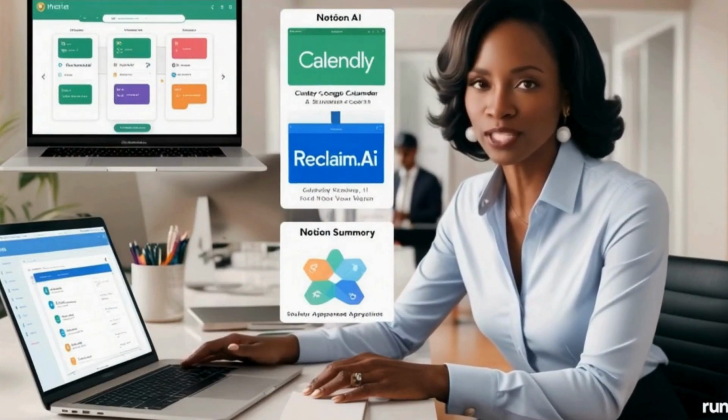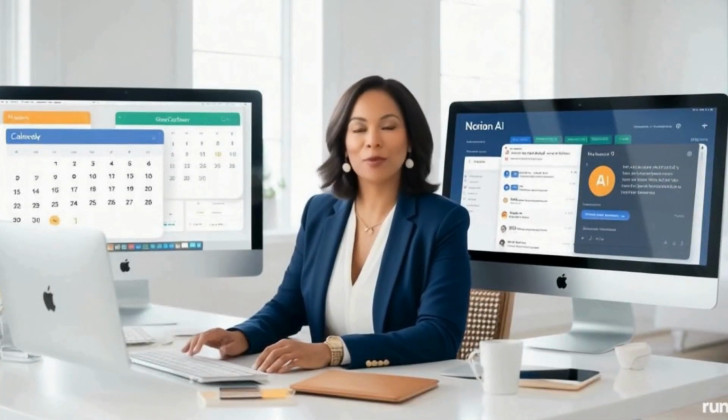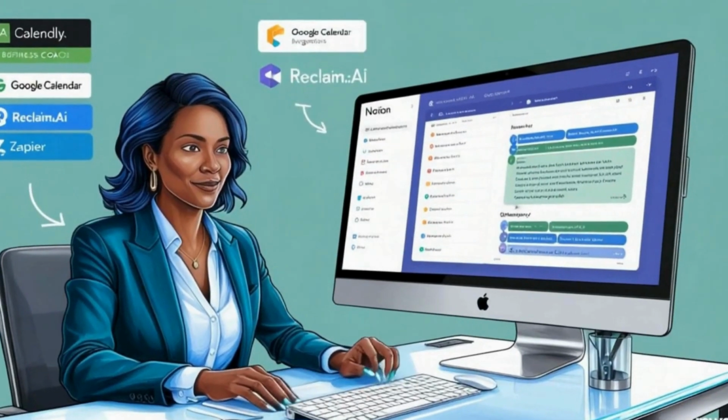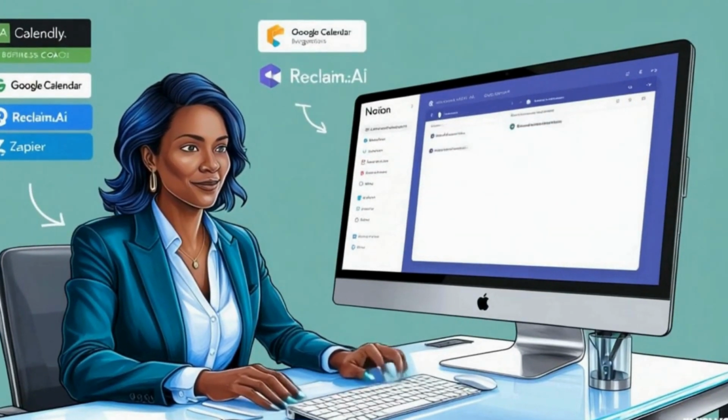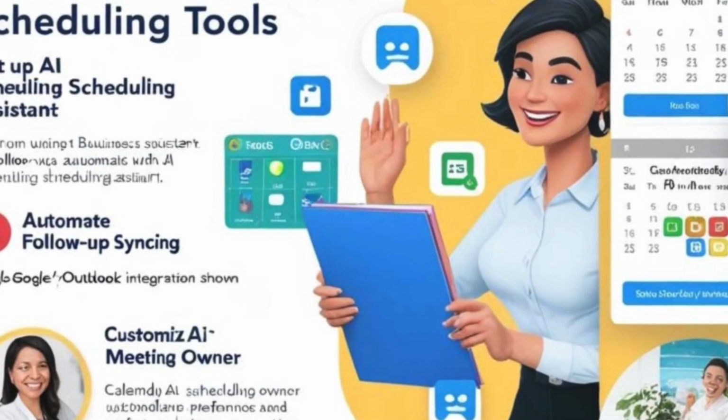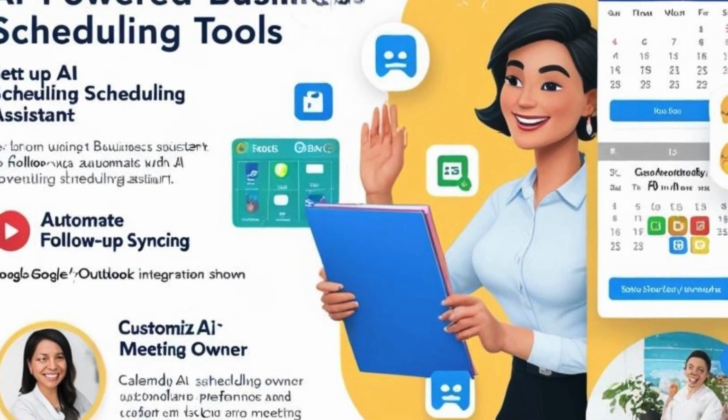Maria, a busy business coach, uses Calendly linked to Google Calendar. Every time a client books, Reclaim automatically finds the best time, and Zapier sends a personalized follow-up. After the meeting, Notion AI summarizes key takeaways and tasks.